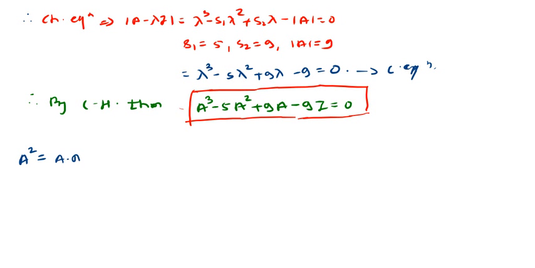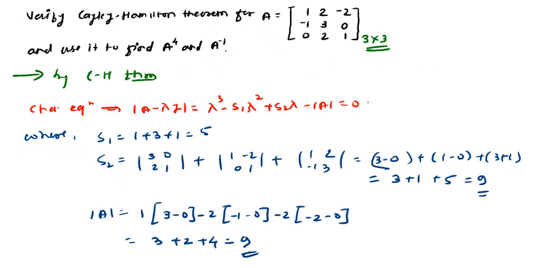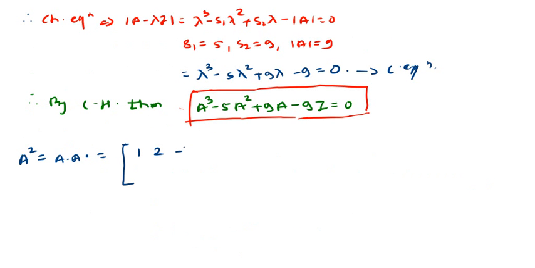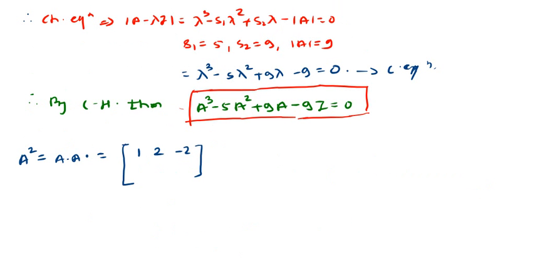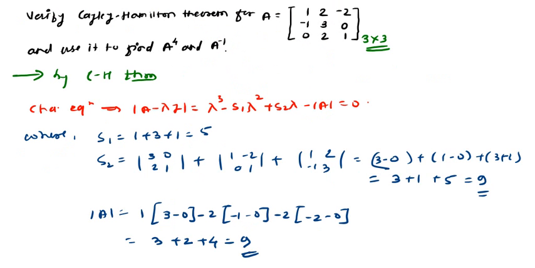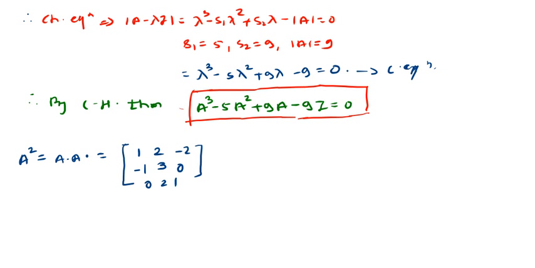A into A. Matrix A is 1, 2, minus 2; minus 1, 3, 0; then 0, 2, 1. Into the matrix again, which will be 1, minus 1, 0; 2, 3, 2; then minus 2, 0, 1.